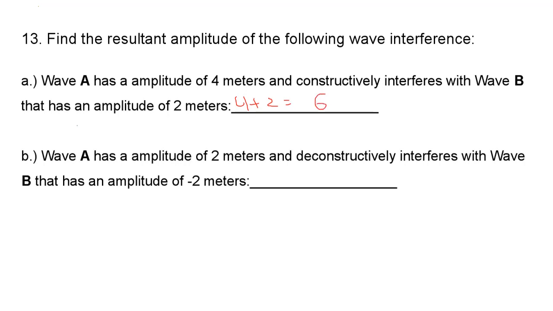Alright, then wave A has an amplitude of 2 meters and destructively interferes with wave B that has an amplitude of negative 2 meters. Well, let's see what happens here. We're going to add them up. So its amplitude is 2 meters, and this is negative 2 meters. So 2 plus negative 2 equals 0 meters. So that gets smaller. So it destructs.